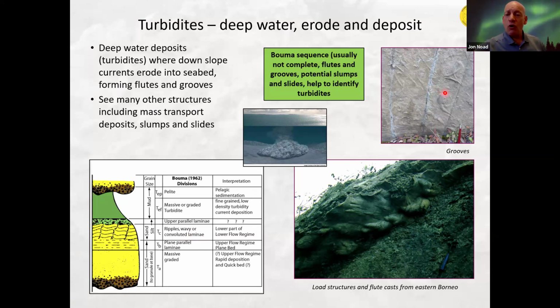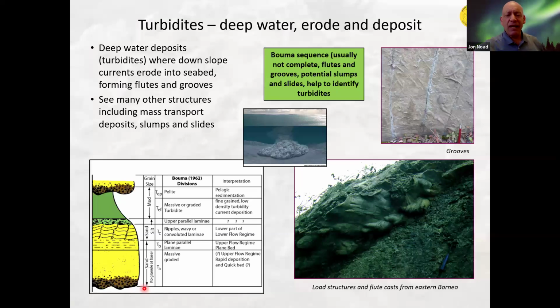We also see load structures where we have sand deposited very rapidly on the seabed, which tends to sag down into the seabed and create these load structures. And we see flutes as well, which are another kind of scouring feature that we see at the bases of turbidite deposits.